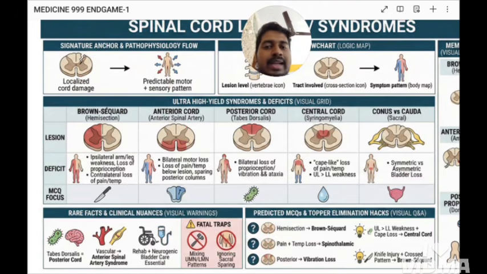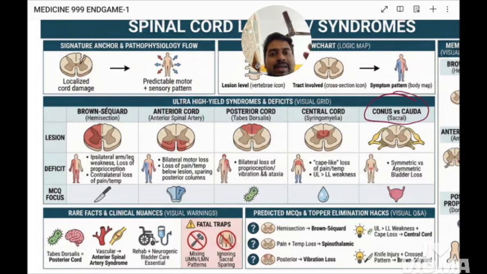Next, the posterior cord is involved, which basically occurs in tabes dorsalis, as in syphilis. There is posterior cord involvement and hence bilateral loss of proprioception and vibration. Next, in central cord syndrome, that is in syringomyelia, there is a cape-like distribution of loss of pain and temperature, and upper limb motor weakness is greater than lower limb. Lastly, in conus medullaris and cauda equina syndrome, there is symmetric versus asymmetric bladder loss. We saw this in the previous slide also.